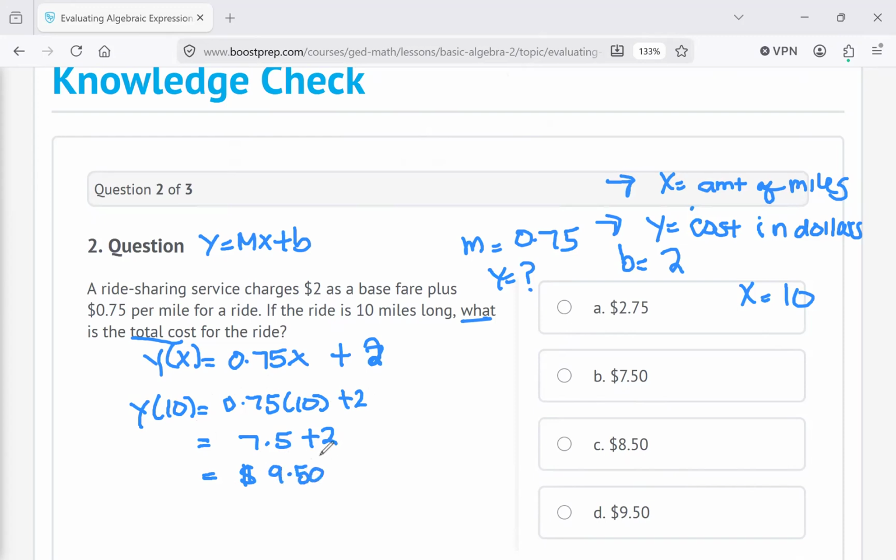Okay, that's what we want. We want to find the output, or the Y value, or the cost, right? So yeah, that's how you do these problems.